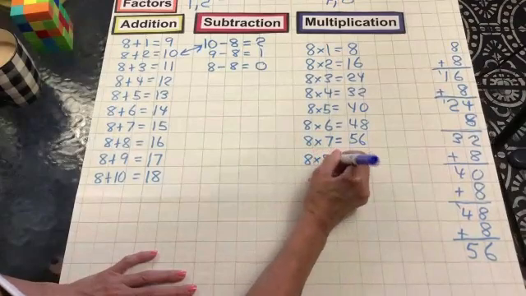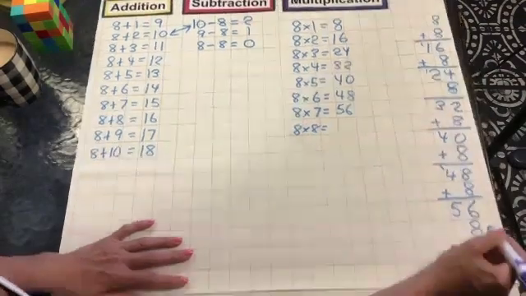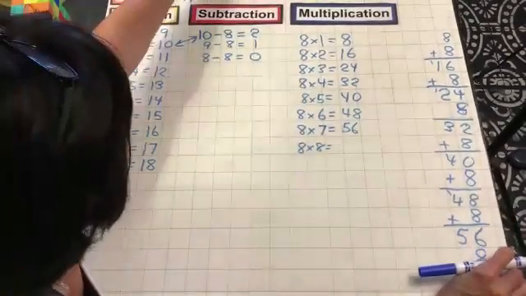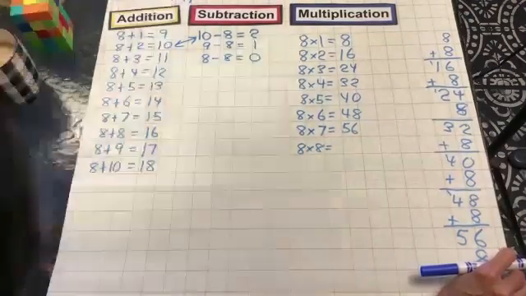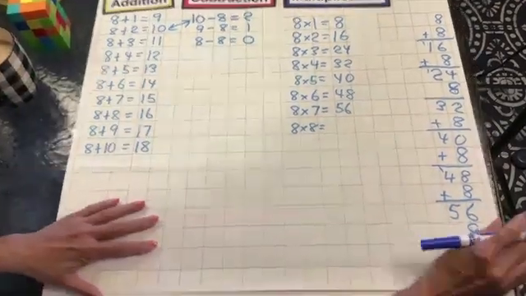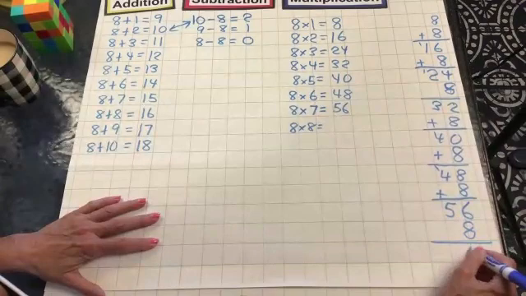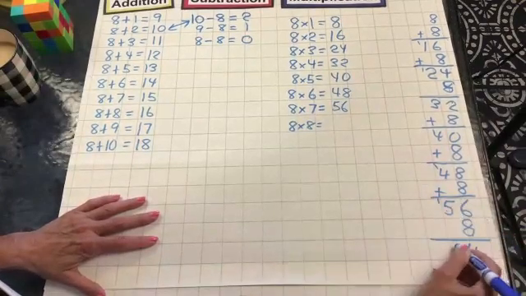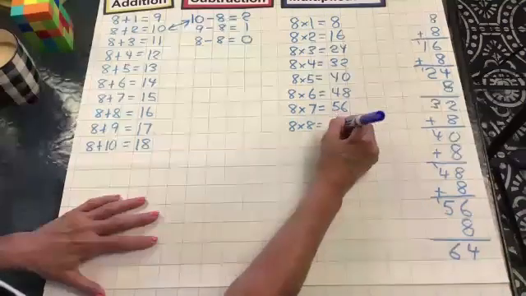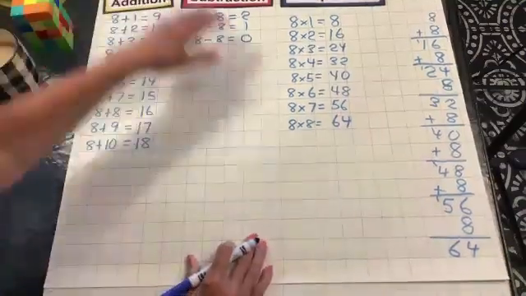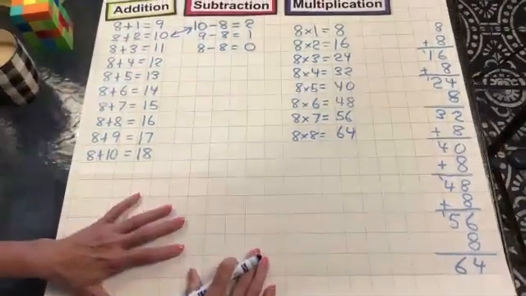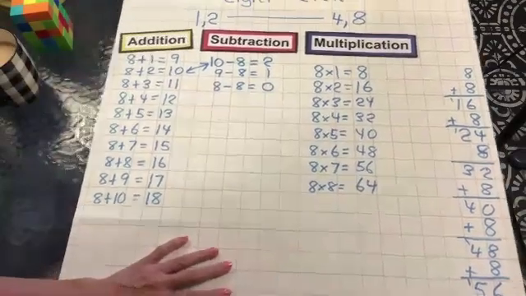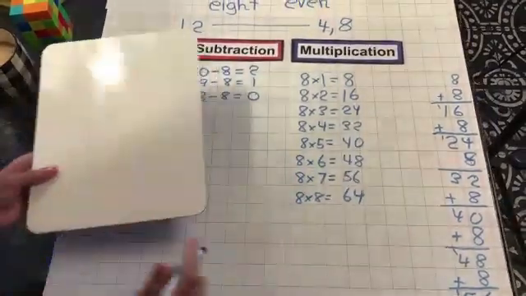8 times 8 equals, add another 8 down here. I'm going to move this up so that we run out of space here on my table. So 8 plus 6 is 14. Carry the 1. 1 plus 5 is 6. Oh, 64. 8 times 8 is 64. And we can keep going. And instead of sliding my paper down so we miss out on all this, we're going to do this next one.